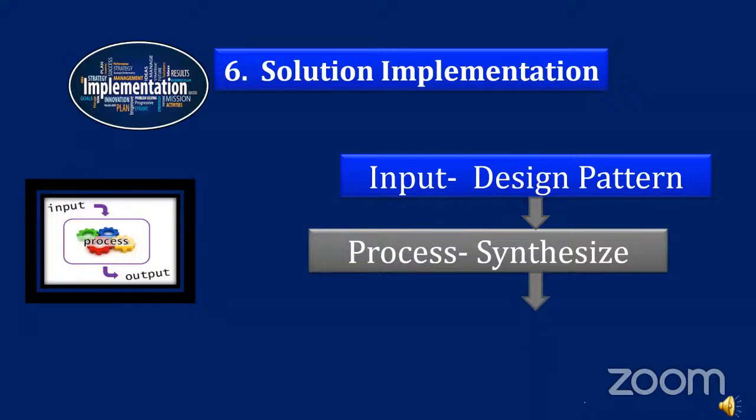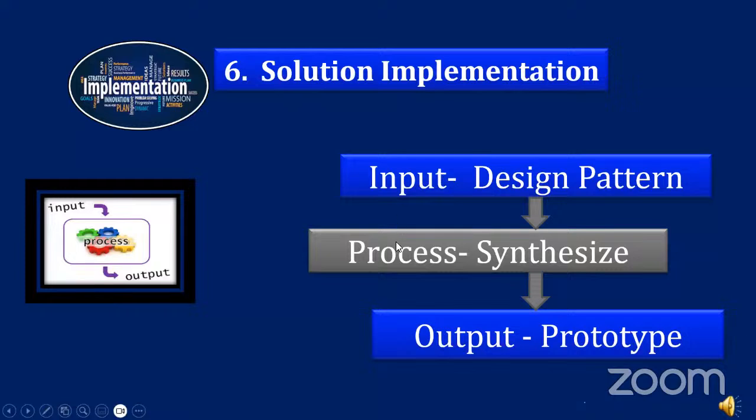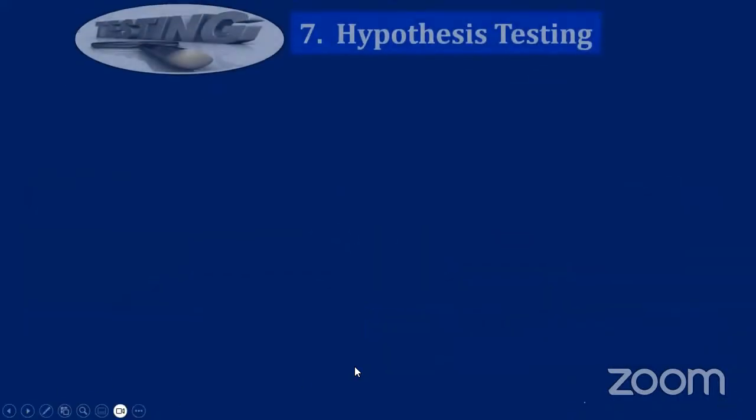So the input will be the design pattern from our solution design, the 6th phase. Actually carrying out that manufacturing work or programming task or simulation task will be the process here. So we say synthesize the solution, and then the prototype will be the generated output. Got it? So that will be the solution implementation.